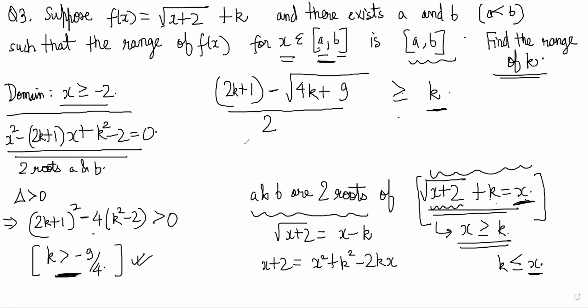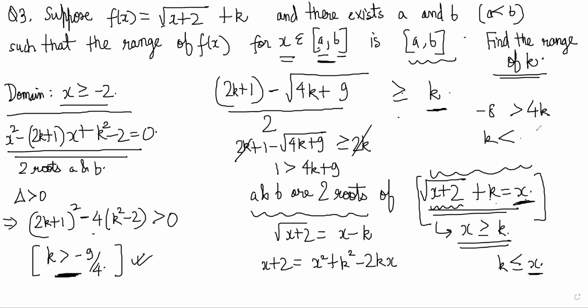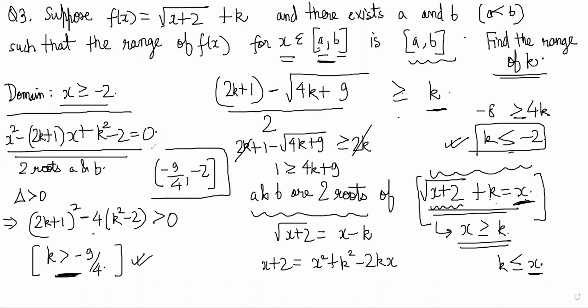Because if you simplify this a little bit, you'll get 2k plus 1 minus root over 4k plus 9 is greater than or equal to 2k. 2k gets cancelled. You get 1 is greater than or equal to root over 4k plus 9, and you'll get minus 8 is greater than or equal to 4k. So k is less than or equal to minus 2, right? So basically, we are getting k is less than or equal to minus 2 from here, and k is greater than minus 9 by 4 from here. And we get the interval for k, basically, minus 9 by 4 to minus 2. This is the range that k exists in.